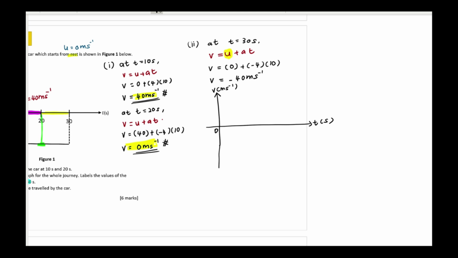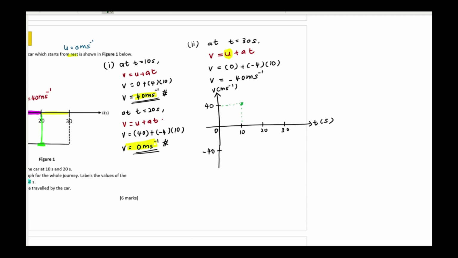So here we need to label. Okay, 10 seconds, 20 seconds, and then 30 seconds. And the velocity we have 0, 40, and negative 40. Alright, so now look at here. Okay, at 10 seconds, the velocity is 40 here. Okay, so we just sketch here.